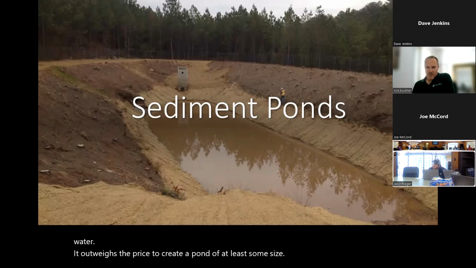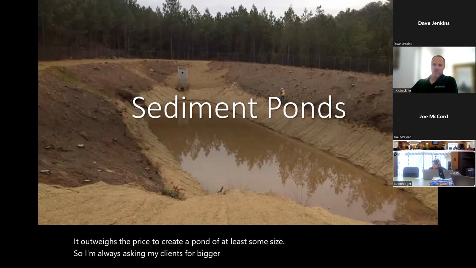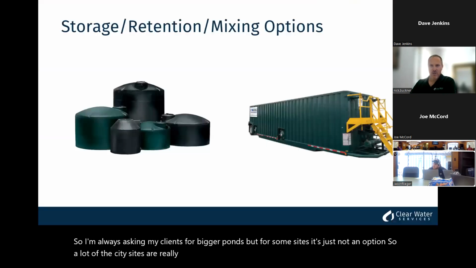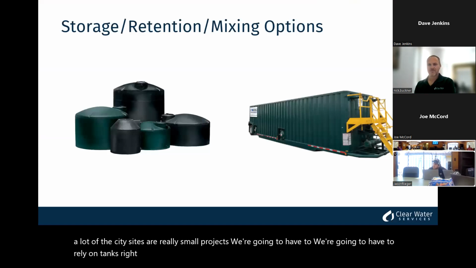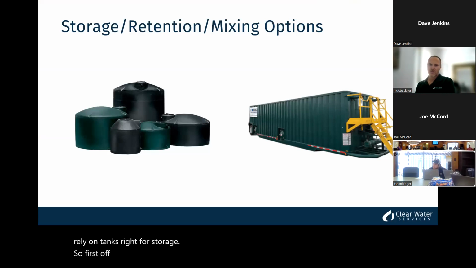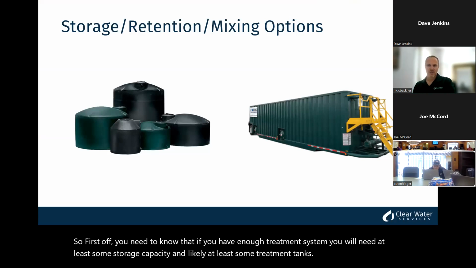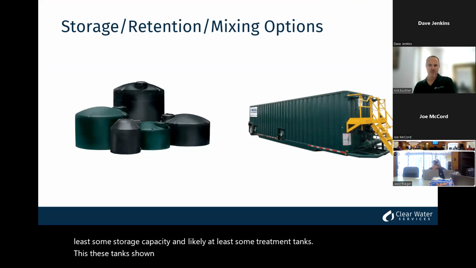So I'm always asking my clients for bigger ponds, but for some sites, it's just not an option. So a lot of the city sites or really small projects, we're going to have to rely on tanks for storage. First off, you need to know that if you have an active treatment system, you will need at least some storage capacity and likely at least some treatment tanks. These tanks shown here are poly tanks and steel frac tanks.